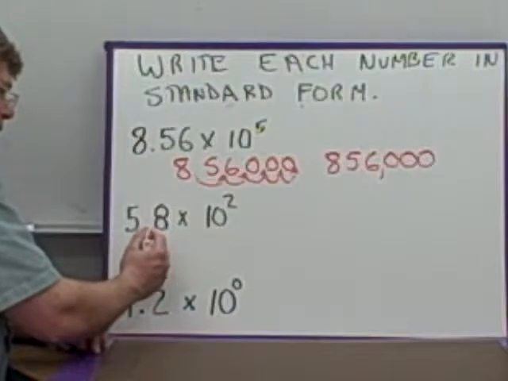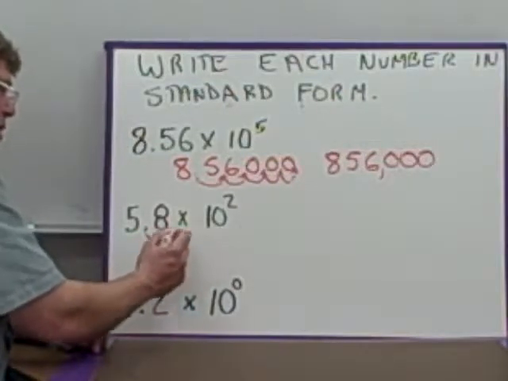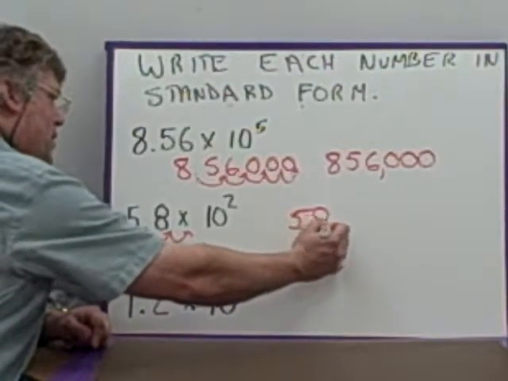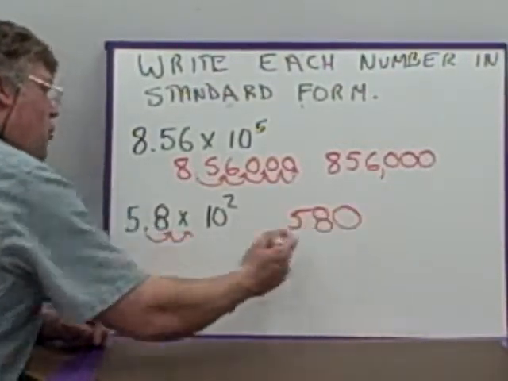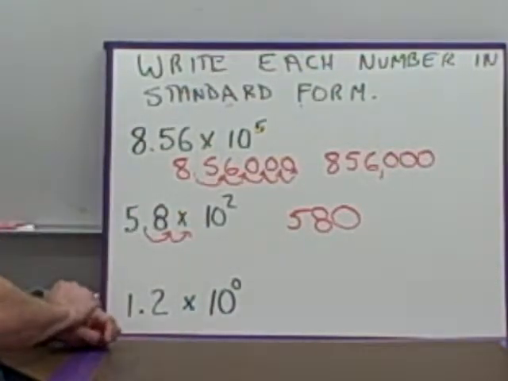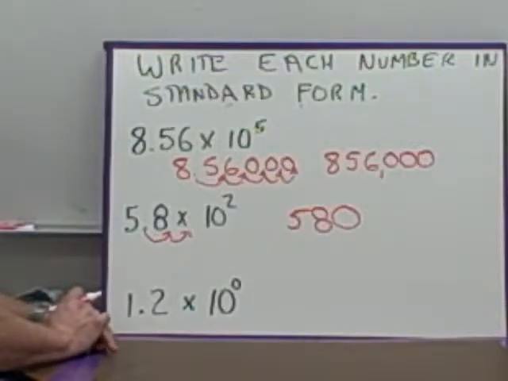Here we would take the 5.8 and we move it 2 decimal places to the right. You would end up with 580. It makes sense because 10 squared is 10 times 10, which is 100. If you plug in 5.8 to your calculator and multiply by 100, you're going to get 580.